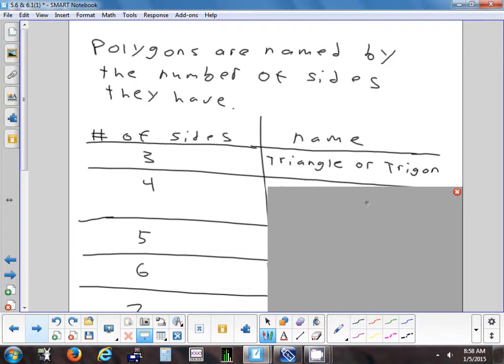Okay, triangle or trigon. Yeah, we generally use the word triangle though. How about four sides? There's two names for four-sided shapes. There's the one most people use, and then there is one ending in gon, but that one's a little harder to guess. Well, square is a specific type of four-sided shape.